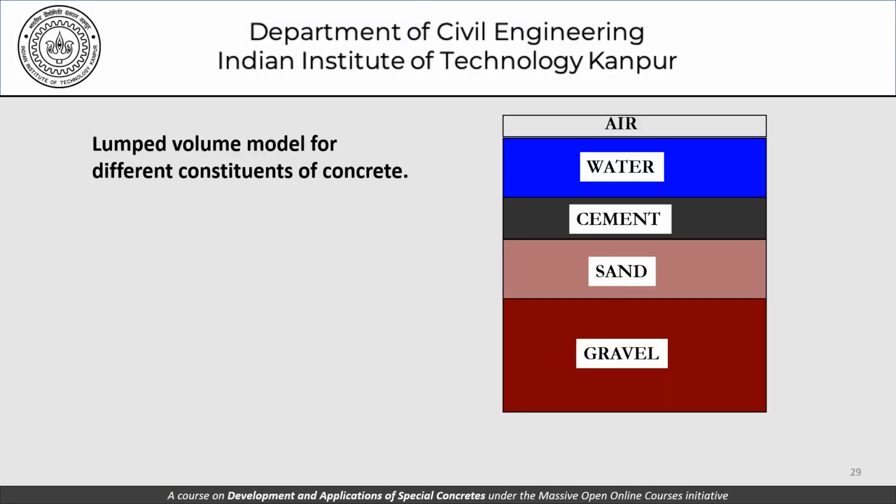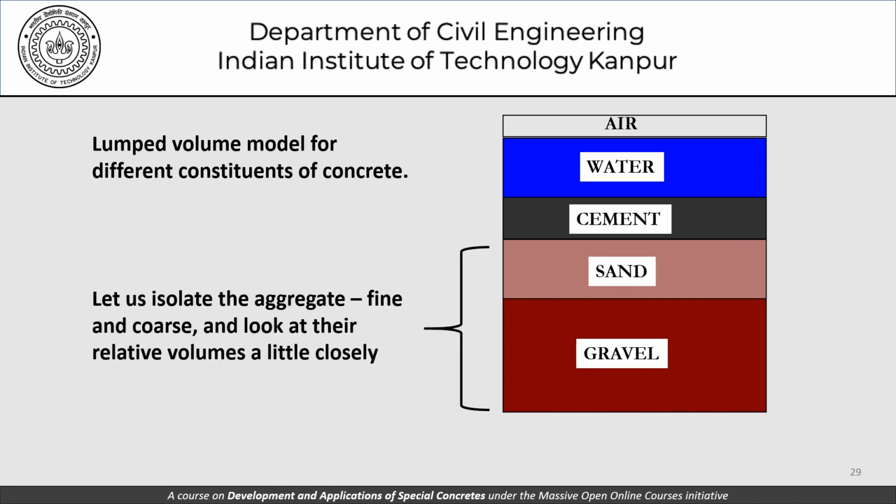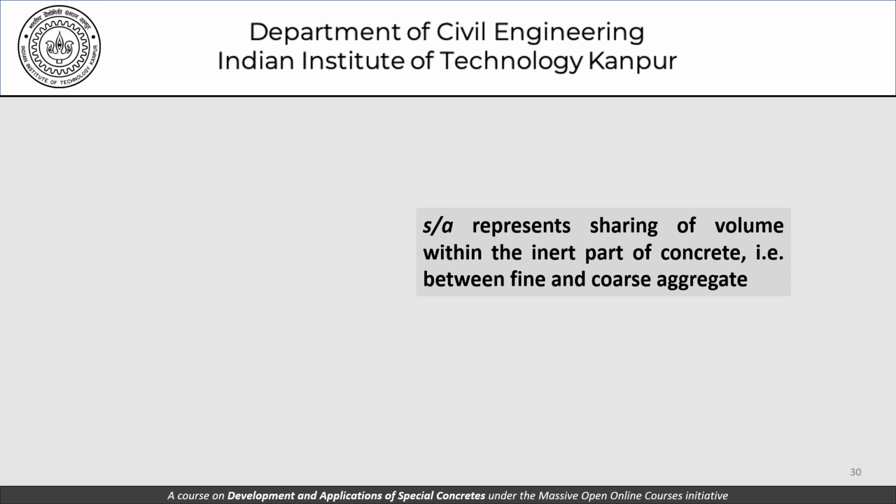Now, once you understand this, we have used the lumped volume model for different constituents. That's what we did. We had that concrete, which is coarse aggregates in mortar and so on. We used the lumped volume model to come to something like this. Now let's isolate the aggregate, the fine aggregate and the coarse aggregate, and look at their relative volumes a little more closely.